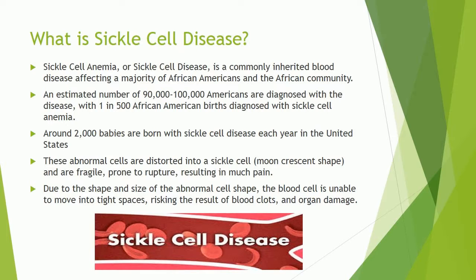These abnormal cells are distorted into a sickle shape and are fragile, prone to rupture, resulting in much pain. Due to the shape and size of the abnormal cell, the blood cell is unable to move into tight spaces, risking blood clots and organ damage.